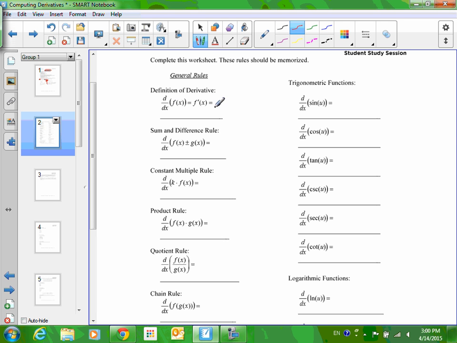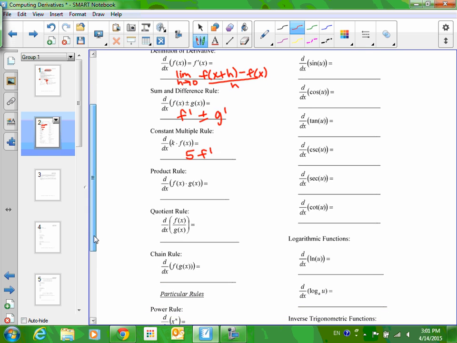But definition of the derivative. We already talked about this yesterday, but this is the limit as h approaches 0 of f of x plus h minus f of x, all over h. You're going to get a little bit more practice of that on this packet. Okay, sum and difference rule. This just means if you're taking the derivative of something plus or minus something else, you take the derivative and then add or subtract it to the next thing. It's just take the derivative of each piece at a time. Pluses and minuses are easy to split up. Same thing with the constant multiple. If you're taking a derivative of 5 times something, it's just 5 times the derivative.